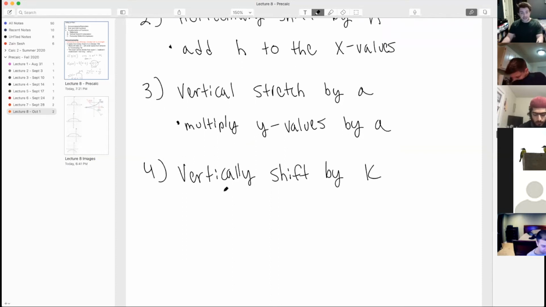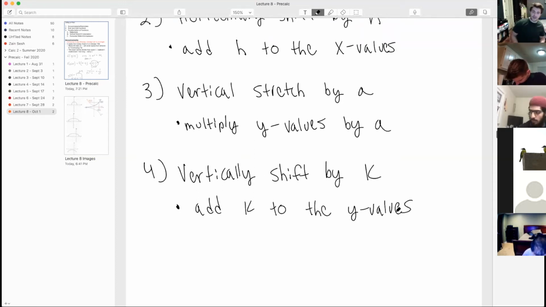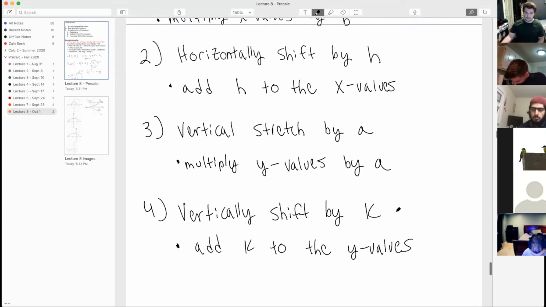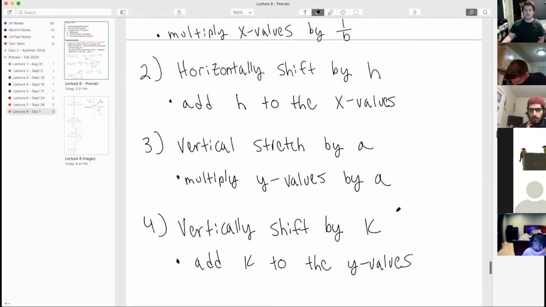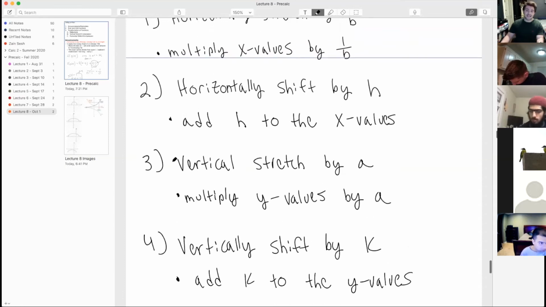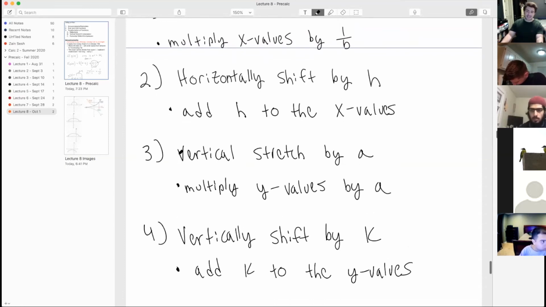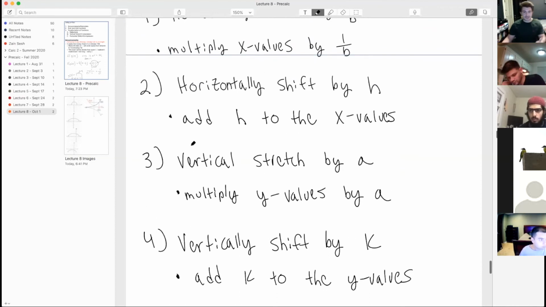And algebraically, how do we achieve that? You add K to the y values, or to the outputs. Same thing, add K to the y values. If you have a reflection, where does that go inside? So it depends. You're talking about a reflection about the x-axis or reflection about the y-axis.